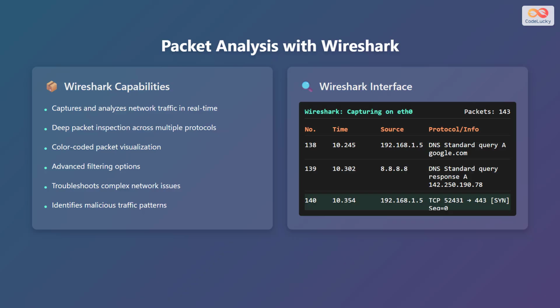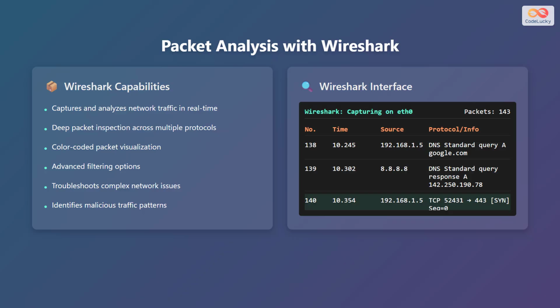The columns include number, time, source, and protocol or information. An example, packet number 138, at time 10.245 has a source IP address of 192.168.5, using domain name system standard query A for google.com. Packet 139 at time 10.302 has a source IP address of 8.8.8.8, using domain name system standard query response A to the IP address 142.250.190.78.